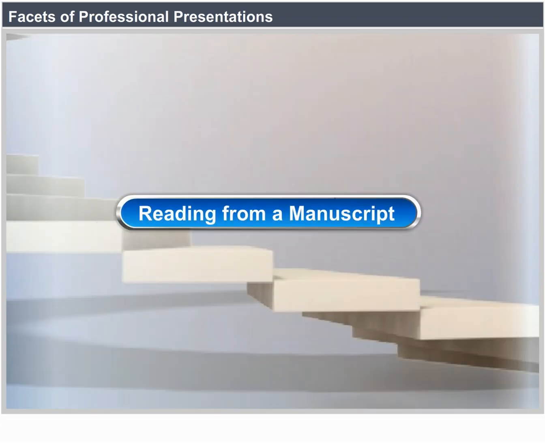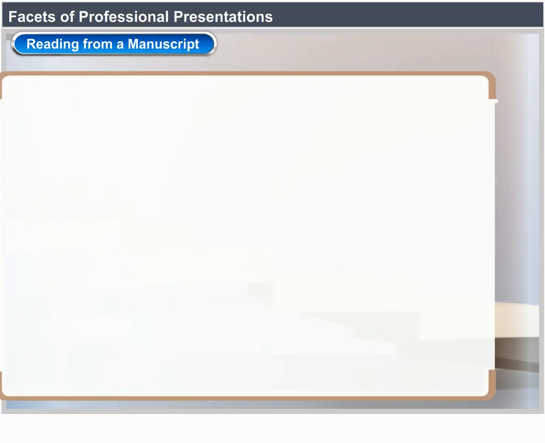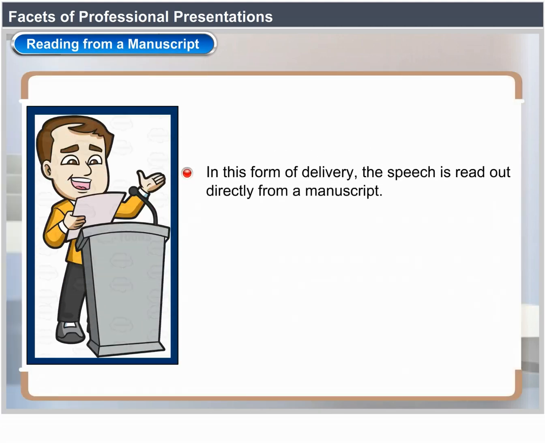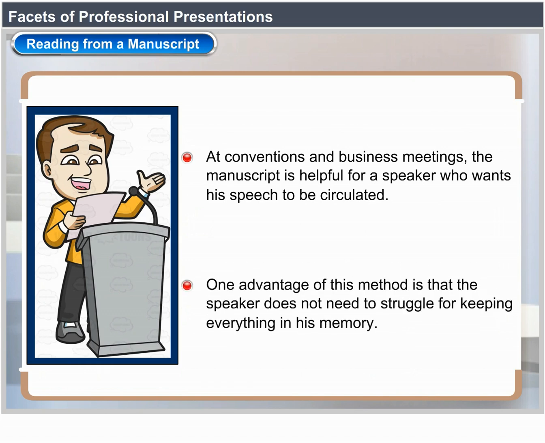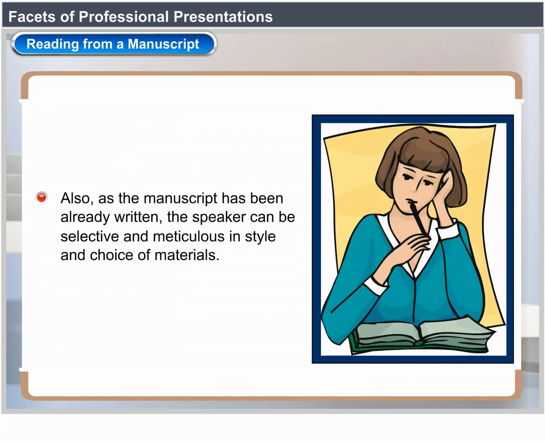Speaking from a manuscript. In this form of delivery, the speech is read out directly from a manuscript. This form is common in radio and television speeches. At conventions and business meetings, the manuscript is helpful for a speaker who wants a speech to be circulated. One advantage with this method is that it puts no strain on the speaker's memory. Also, the manuscript having been written well in advance, the speaker can be selective and meticulous in style and choice of materials.